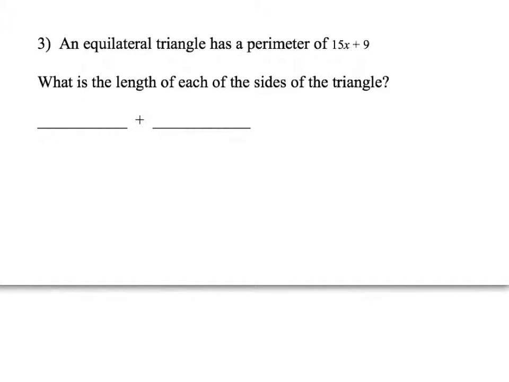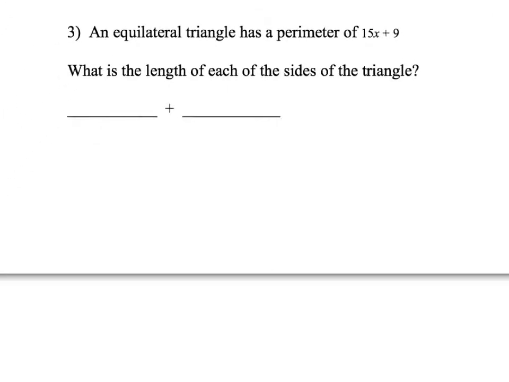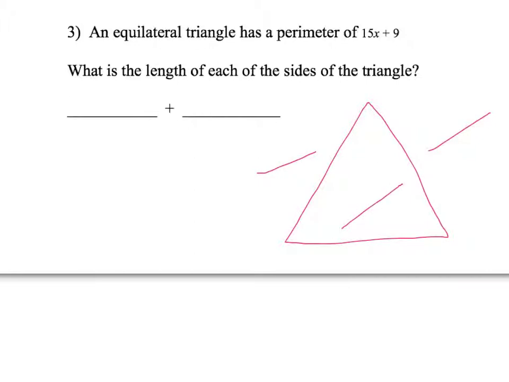The last question involves an equilateral triangle. So the best thing to do is just draw an equilateral triangle, and what you're going to try and do is come up with 3 expressions that equal the sides, because we're given the perimeter is 15x. So there's going to be an x involved in each of these, and it looks like a constant's going to be added. And they're all going to be the same thing because it's an equilateral triangle.